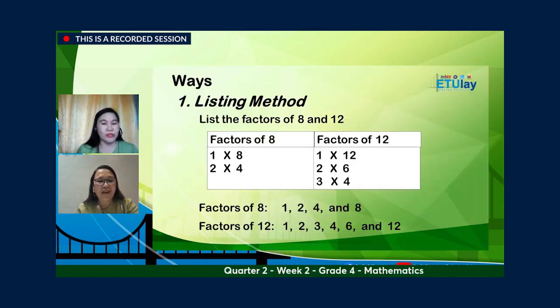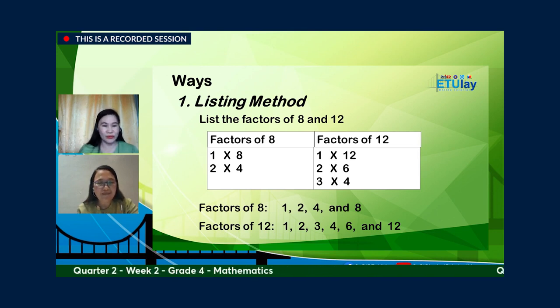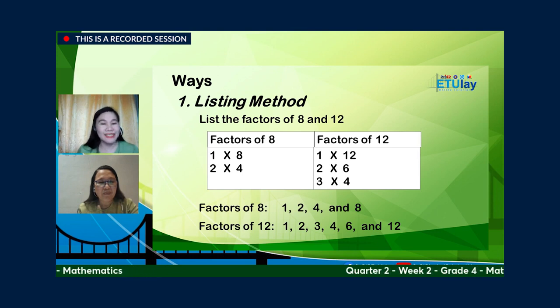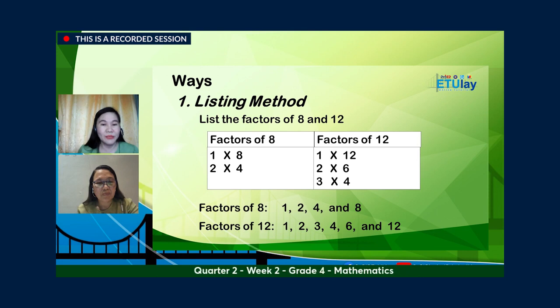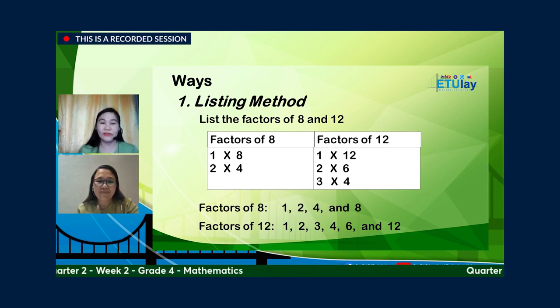So unahin muna natin ang listing method. What are we going to do? List the factors of 8 and 12. So look at the table. Factors of 8 and factors of 12.